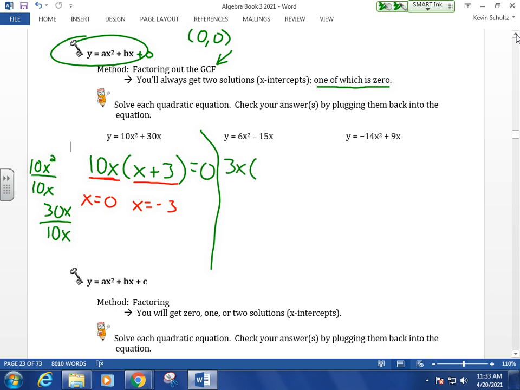What are we left with? We take 6x squared, divide by 3x. What are we left with? Maybe 2x. Good. 6 divided by 3 is 2. X squared divided by x is x. We've got 2x. Then we go to our -15x, and factoring out 3x means we're dividing by 3x. What's -15x divided by 3x? -5. -15 divided by 3 is -5, and the x's cancel out.